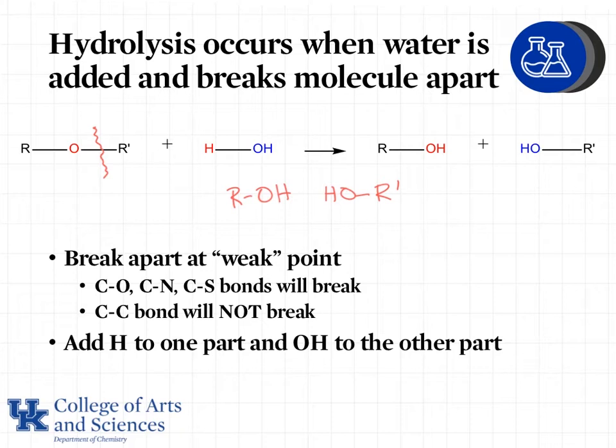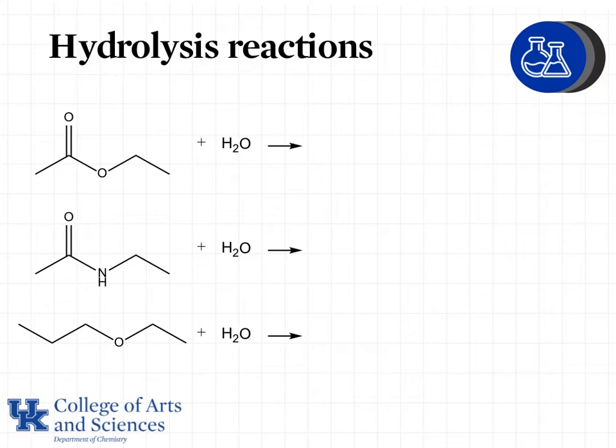If you're wondering why we didn't break it on the other side between the R and the O, go ahead and do so. See if you get a different product. Remember, there's nothing special about whether the oxygen is in red or blue in our drawing. That was just for tracing purposes. As long as there's an O and an H, it's the same molecule. Let's look at some more examples of hydrolysis reactions to help you learn where to break these apart.